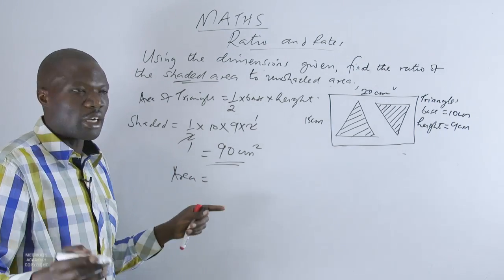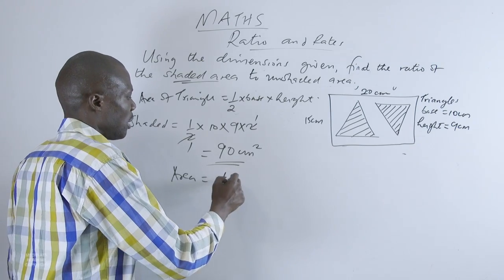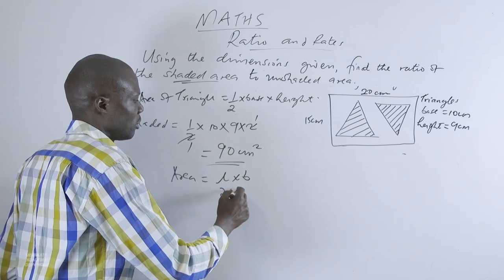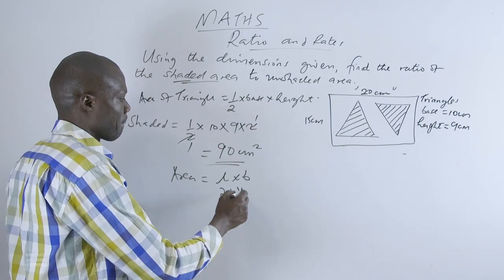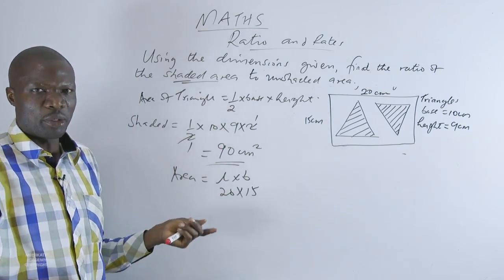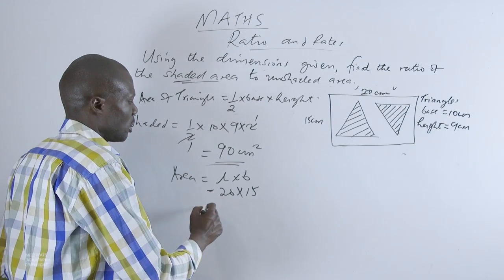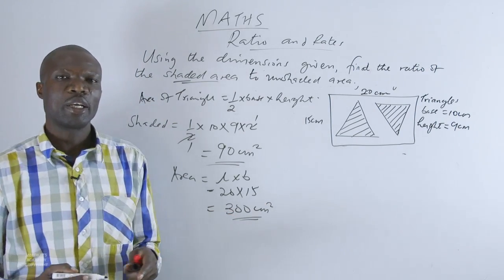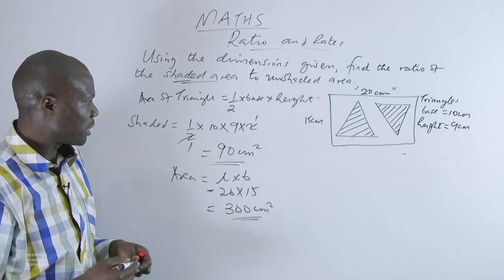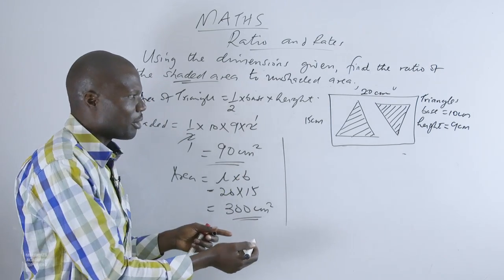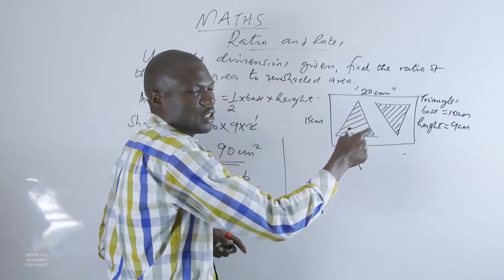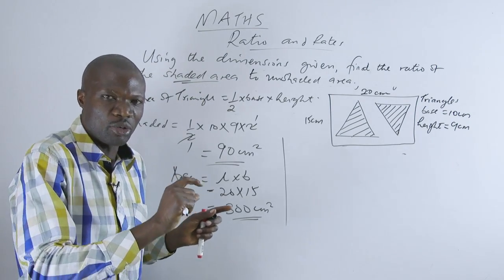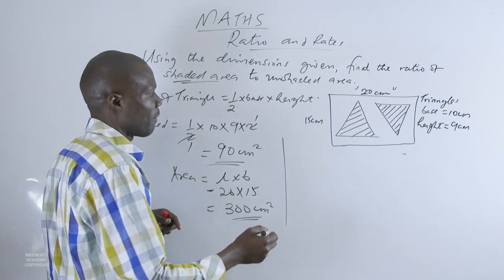So now let us look at what is housing all these triangles, which is a rectangle. The area of a rectangle with the larger side is length times breadth. The length here is 20. Breadth is 15. So we are multiplying 20 by 15. This one, you'll get 300 square centimeters. 300 square centimeters is the area inclusive of the shaded. We want to find the ratio of shaded to unshaded, so we have to subtract.